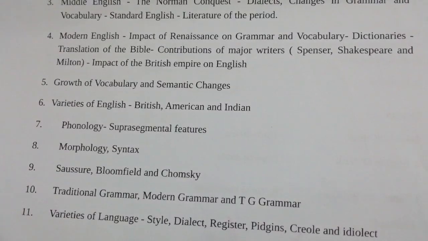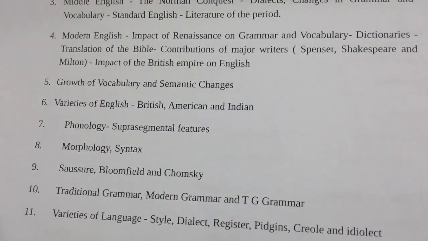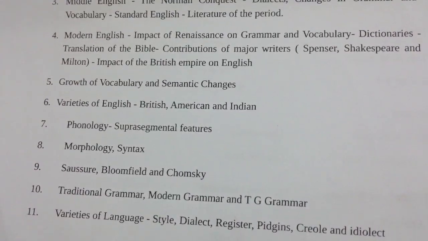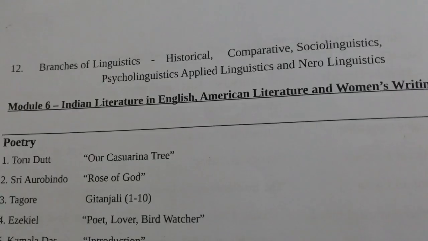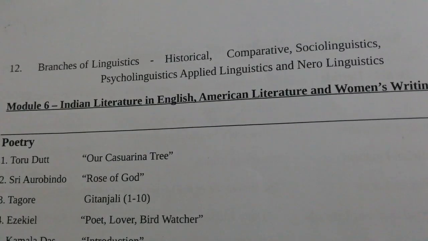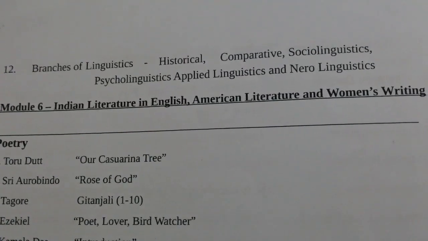Number 9, Chaucer and Bloomfield, Chomsky, Traditional Grammar, Modern Grammar, and TG Grammar. Number 11, Varieties of Language, Style, Dialect, Register. The last lesson, Branches of Linguistics, Historical, Comparative, Sociolinguistics, Psycholinguistics, Applied Linguistics, and Narrow Linguistics.